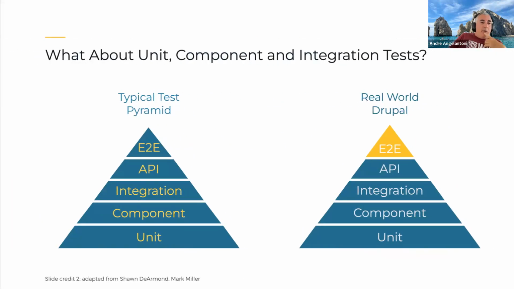Okay, now what about unit testing, component testing, and integration tests? You can see that the typical test pyramid is on the left-hand side with end-to-end testing at the top, and API, integration, component, unit all the way at the bottom. This is indicating, in theory, that the end-to-end tests take up very few cycles, either in running them or in the effort your team spends making them. But that's not what I've seen in real-world Drupal.